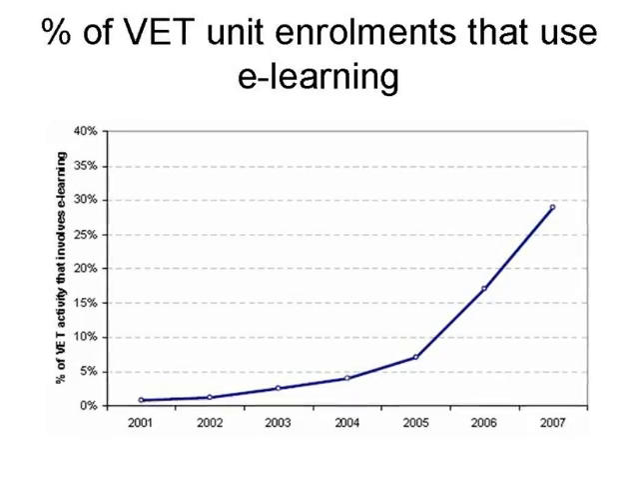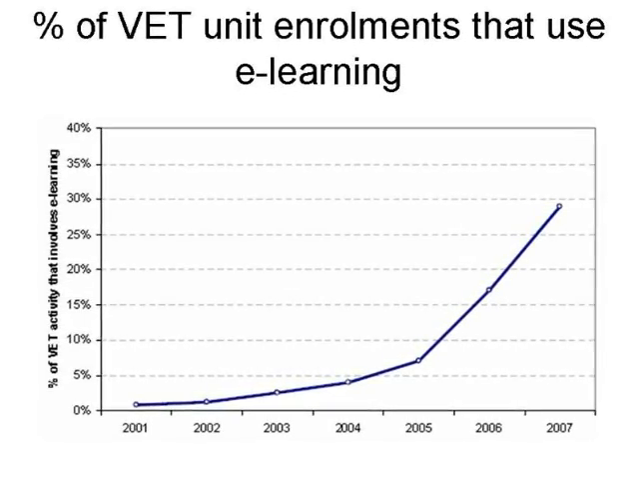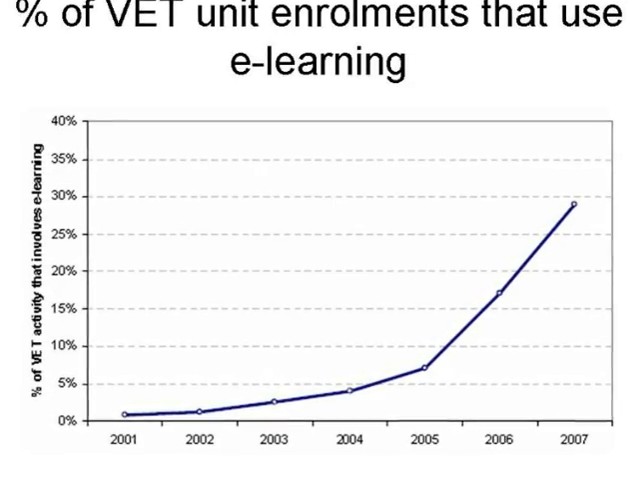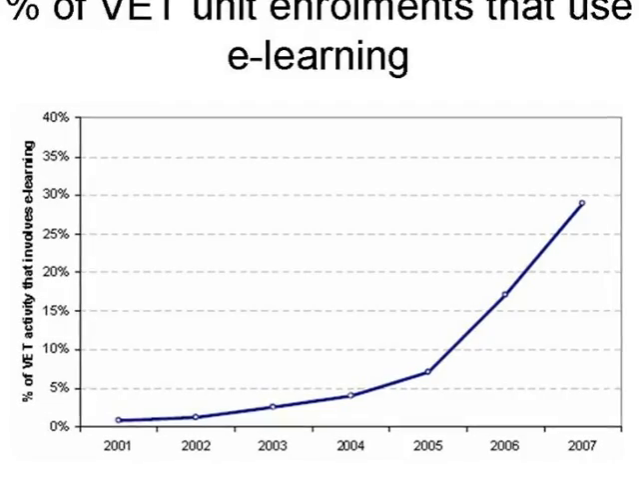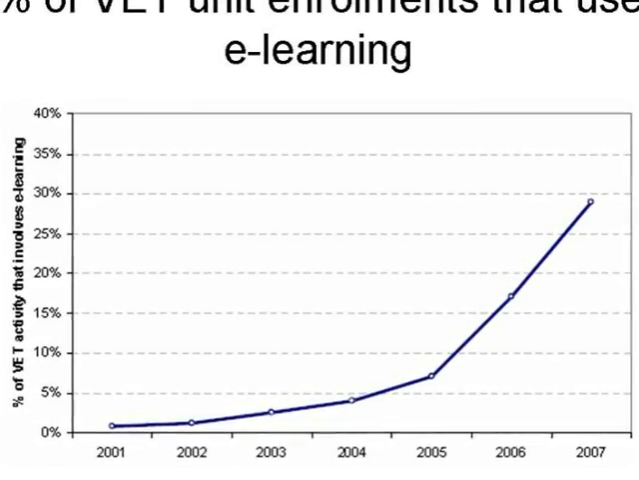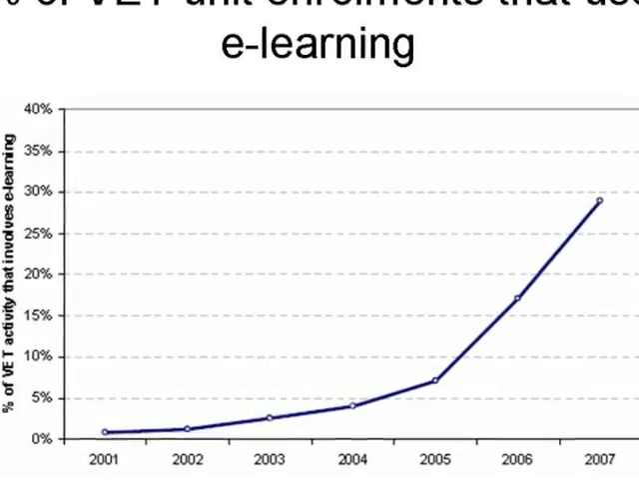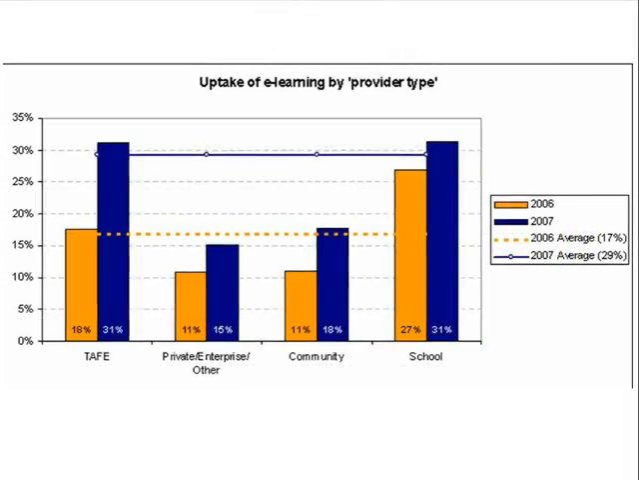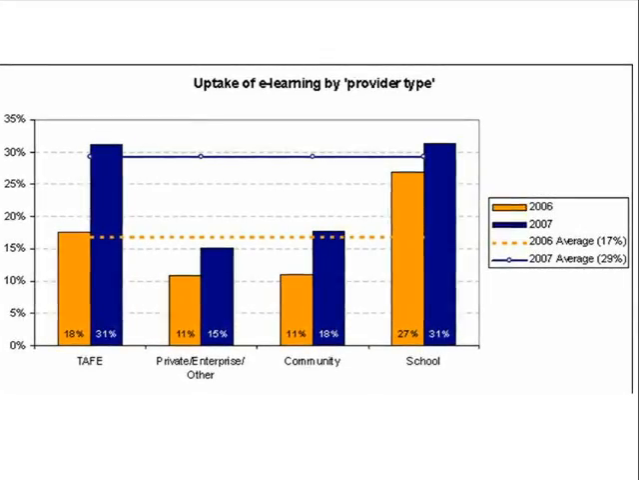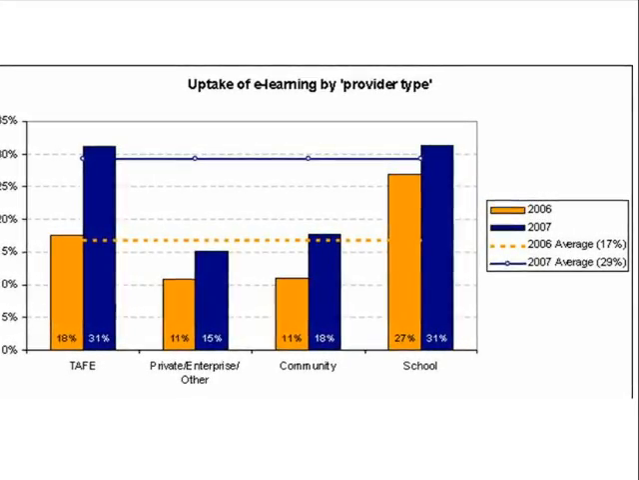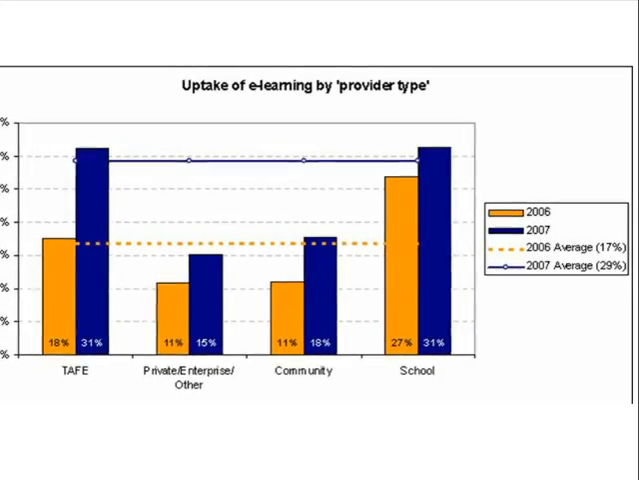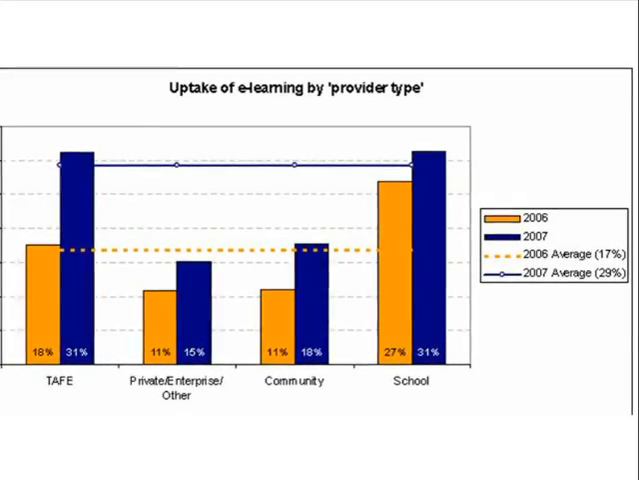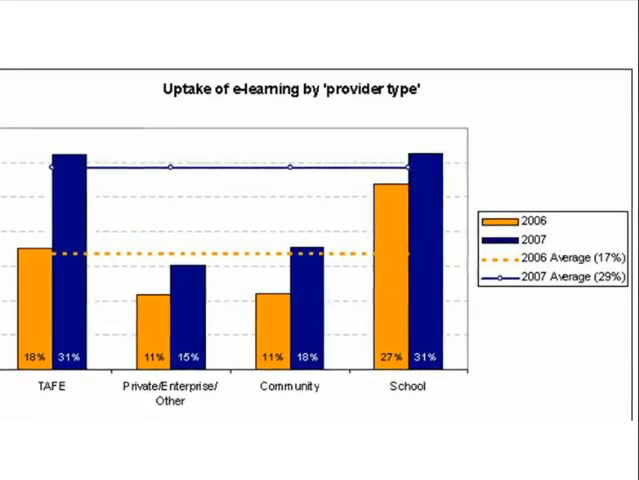Using this definition, the benchmarking project shows that, as of 2007, almost 30% of vocational education and training unit enrolment use some form of e-learning. A weakness of this survey is that it does not quantify the degree to which e-learning is utilised in any unit. Therefore, the frequency or quantum of use of e-learning may be extremely limited or quite extensive.